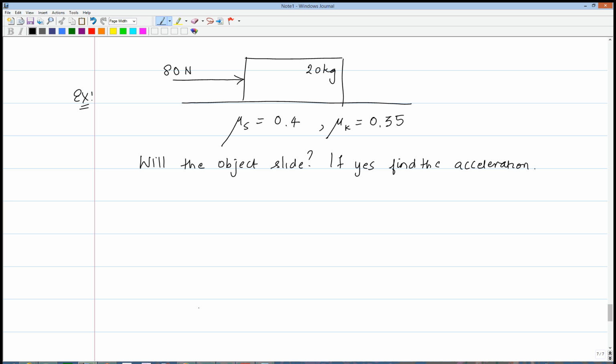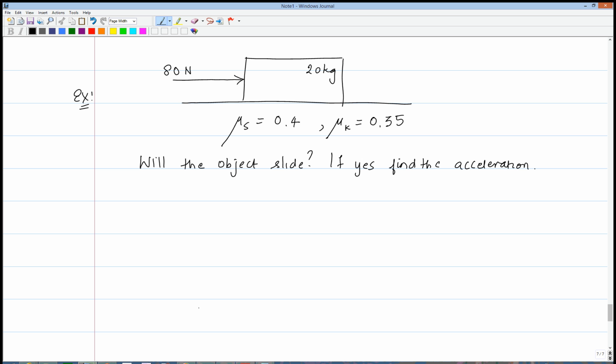In this problem, you are given a 20 kg block and it lies on a surface. The coefficient of static friction is 0.5, the coefficient of kinetic friction is 0.35, and you're pushing it with a force of 80 newtons. So the first question is, will the object slide? And then the second question is, if it does slide, what is the acceleration? So let's take a look at this problem.